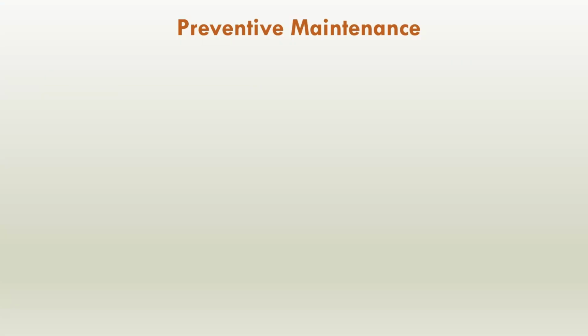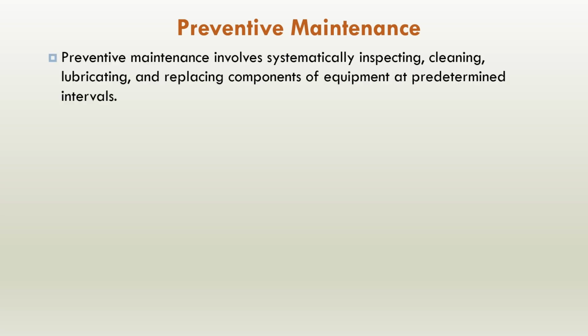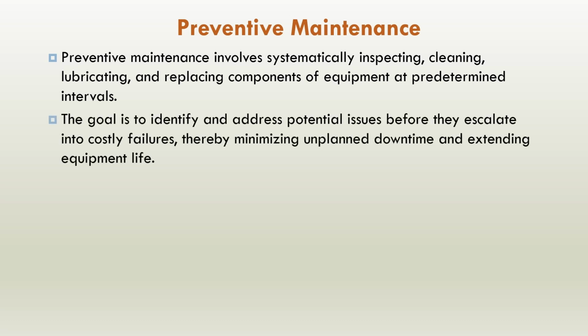Preventive maintenance is a proactive maintenance strategy aimed at preventing equipment failures and optimizing the reliability and lifespan of assets. Preventive maintenance involves systematically inspecting, cleaning, lubricating, and replacing components of equipment at predetermined intervals. The goal is to identify and address potential issues before they escalate into costly failures, thereby minimizing unplanned downtime and extending equipment life.